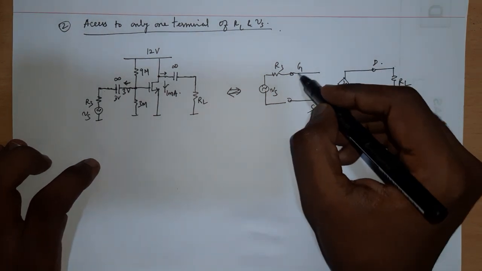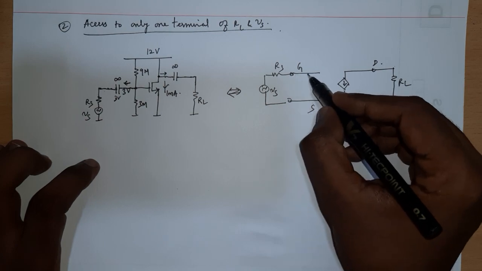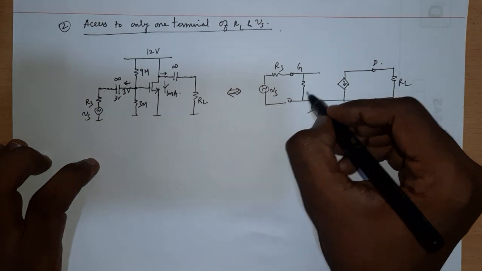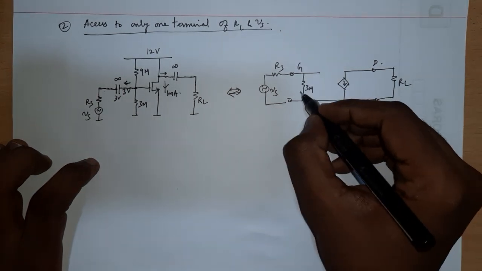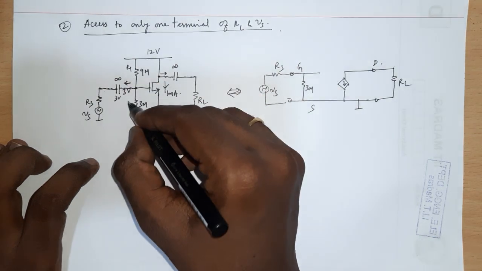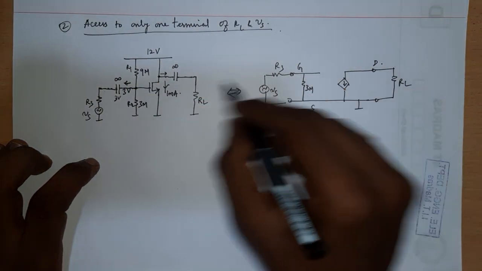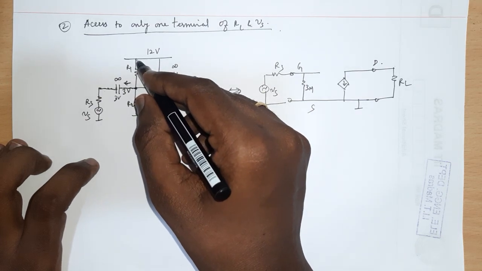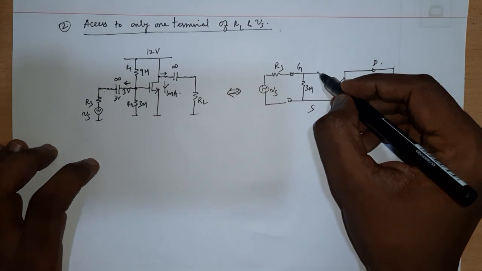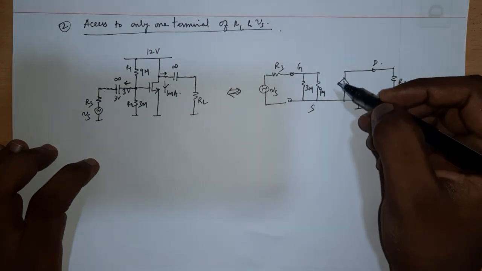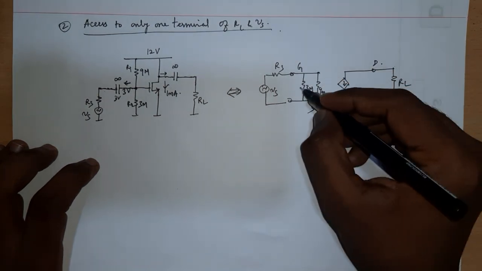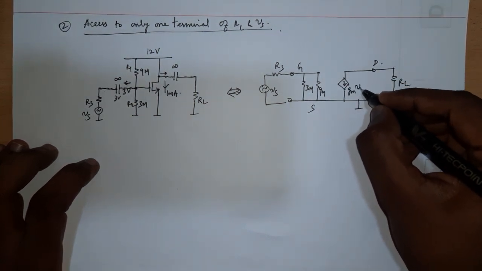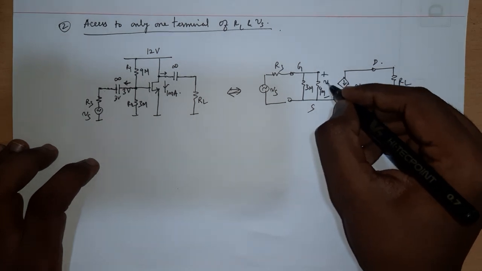Then at the gate terminal you have 2 resistors. One resistor is 3 mega ohm connected to ground, let's say R1 and R2, so it is R2. And another one is 9 mega ohm, which is R1, connected from this point to 12 volt, and 12 volt is DC, so that is also grounded in the incremental picture. So you have another resistor, 9 mega ohm, that is also grounded, from this point to this point, so it is a parallel combination. And then you have gm VGS, where VGS is this node voltage.